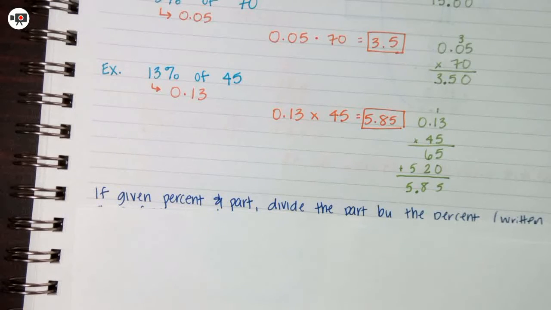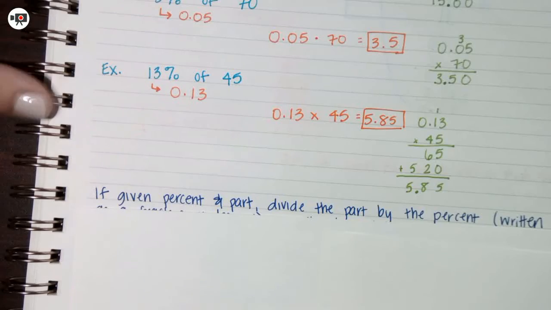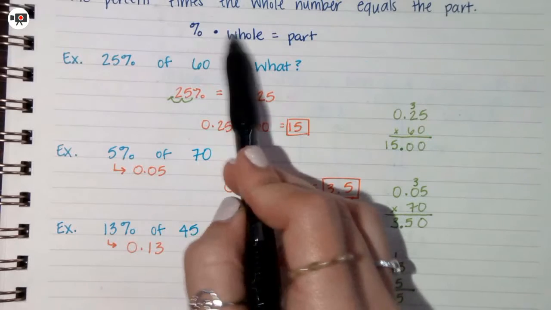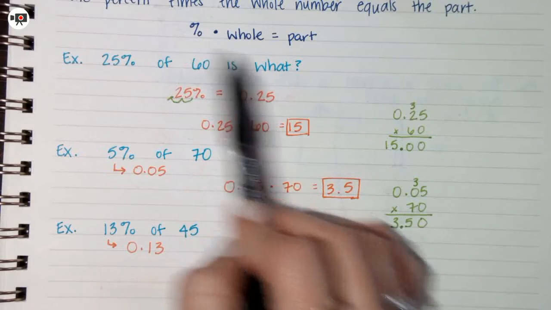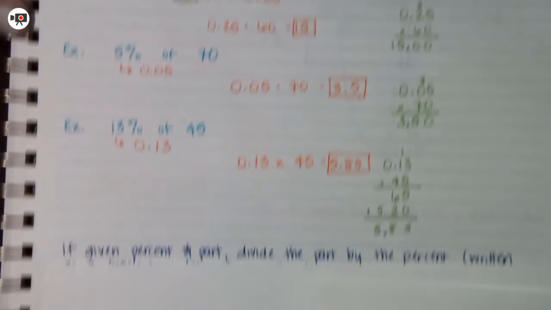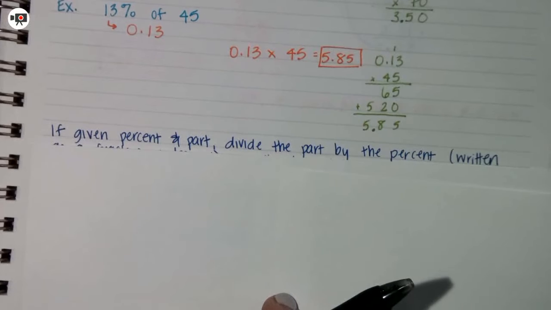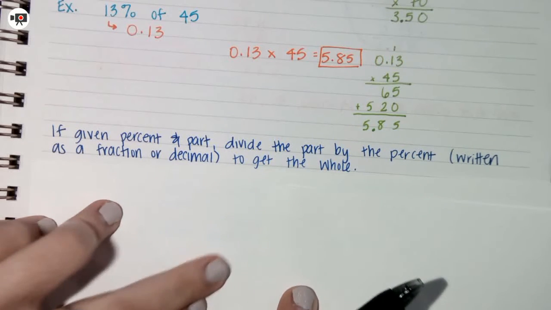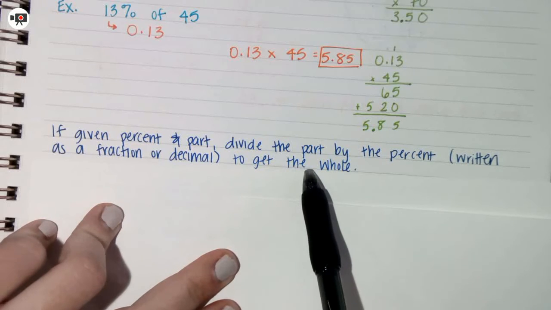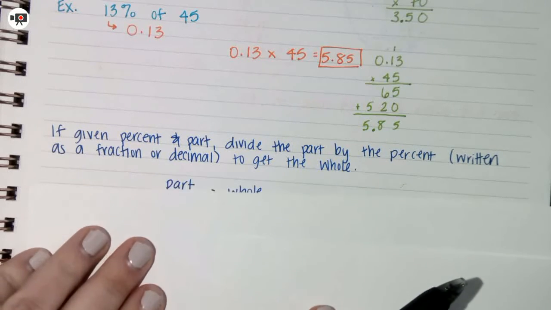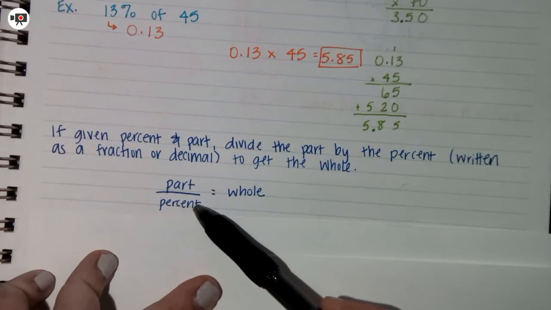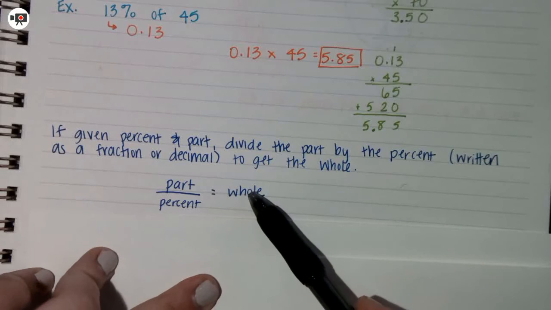Now if we are given a percent and a part, so if we go back up here, at first we were given a percent and a whole. If we are given a percent and a part, that's a little different. I don't multiply anymore. So if we are given a percent and a part, our percent will be written as a fraction or a decimal still, and we are to get the whole number. So we are going to divide the part divided by the percent equals that whole number.